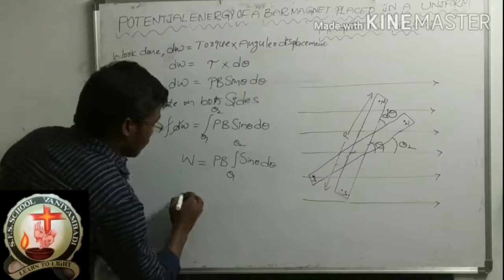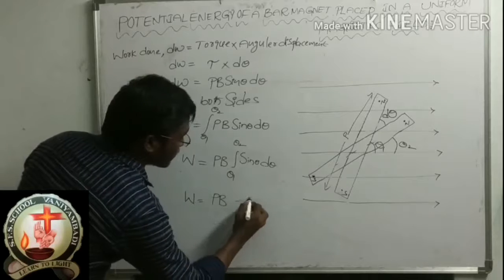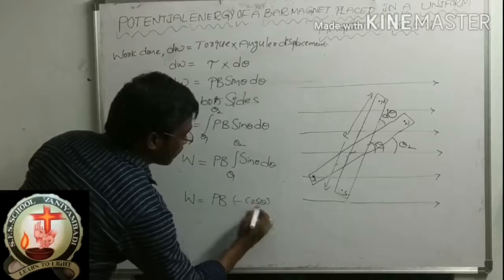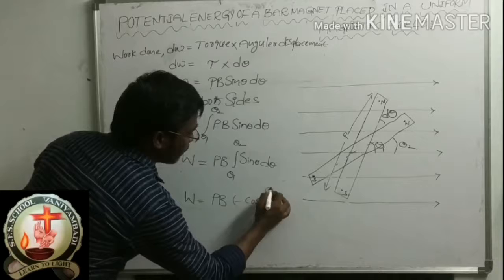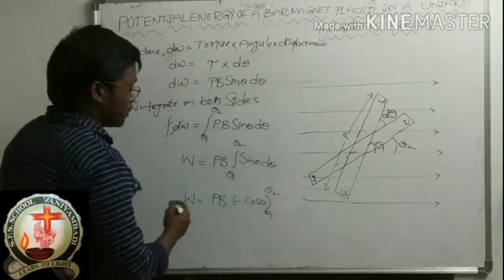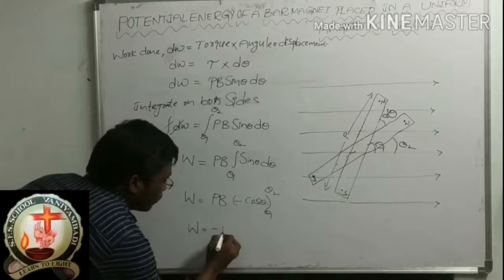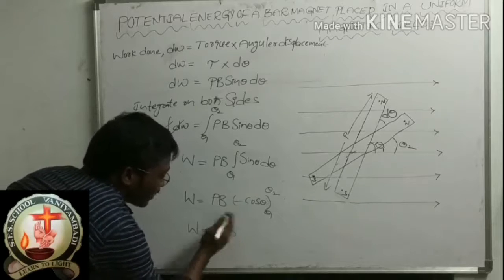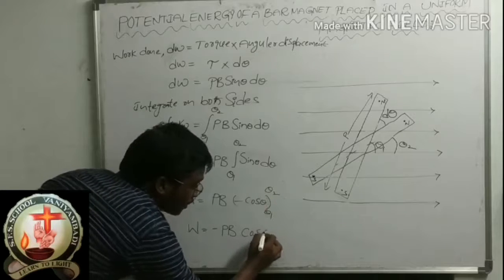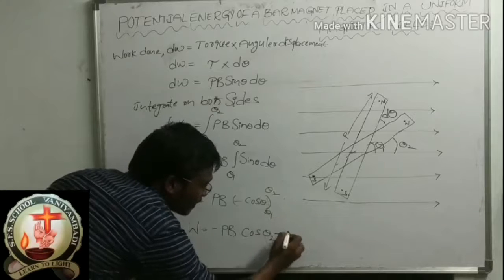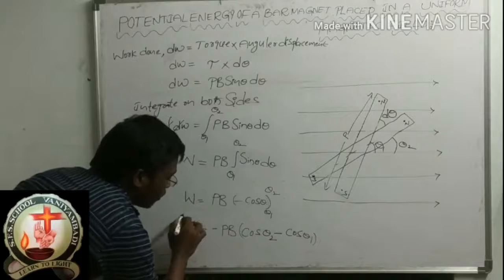So work done is equal to PB times minus cos theta, with the limits theta 1 to theta 2. So apply the limits here. I am writing this minus in front. Work done is equal to minus PB. This minus I am writing outside. So apply the first upper limit, cos theta 2, minus the lower limit, cos theta 1. So this is the work done.